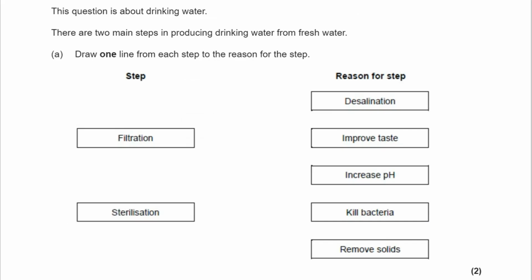Let's go back to A and have a look. A question about drinking water. Two main steps in producing drinking water from fresh water. Draw one line from each step to the reason for the step. So in terms of filtration, whenever we think of filtering right the way back to lower school, you will have known that filtration will remove solids from a solution. You may think about it being sand from water. So we've got removing solids. In terms of sterilisation, what I'm hoping you've remembered here is that that relates to killing bacteria.